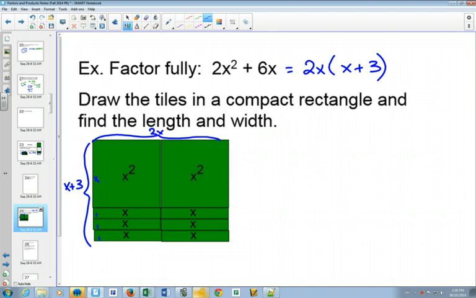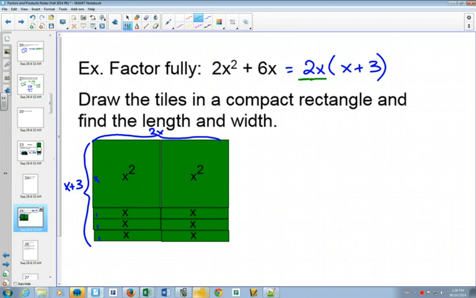What would divide both 2 and 6? 2 would work, right? So that's how we get this 2. What about the variables? Do they have any variables in common? This one has x times x. This one has x. They have one x in common. So I can also pull out an x.